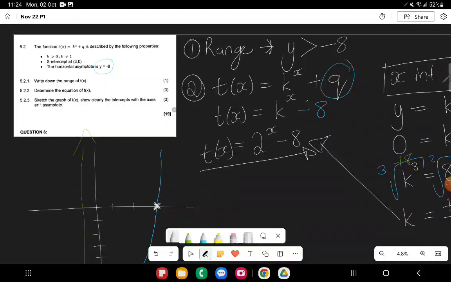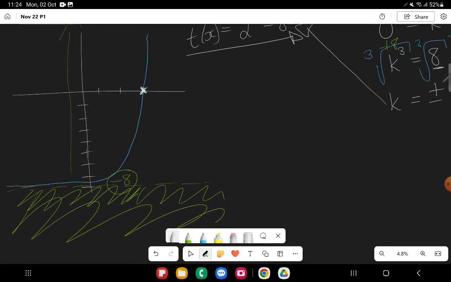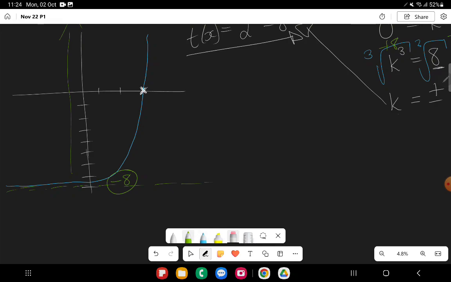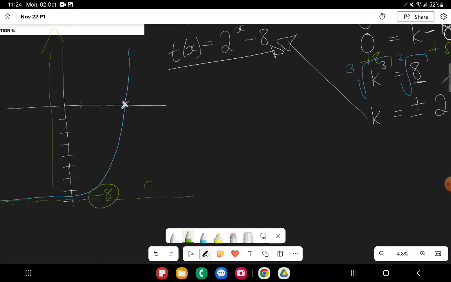Then question number 3 says sketch the graph, clearly indicating the intercepts with the axis and the asymptote. So our asymptote is over here with this dotted line. Let's take this away. So I'm going to write here asymptote. Okay, hold on. Asymptote, and then I have here (3, 0) is my x-intercept, and over here is going to be my y-intercept. Are we happy with that?